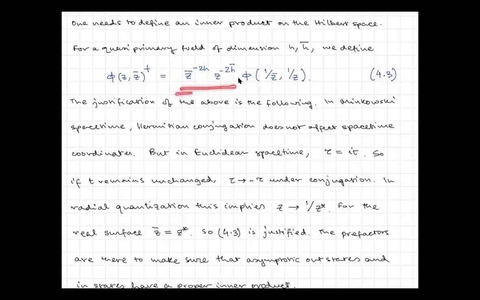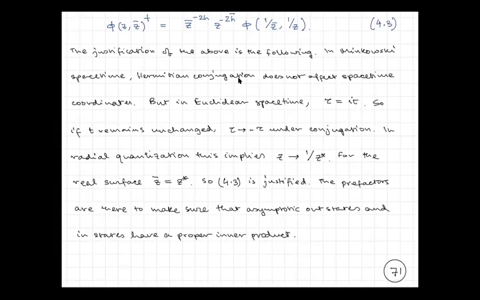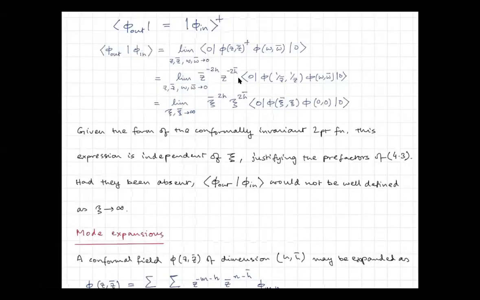These prefactors that we had in front could be justified when you look at what the inner product with out and in was. There we saw that in order to make sure that this did not depend on these coordinates, we had to have these extra prefactors in front, which cancel out with the thing that you get from the 2-point function.